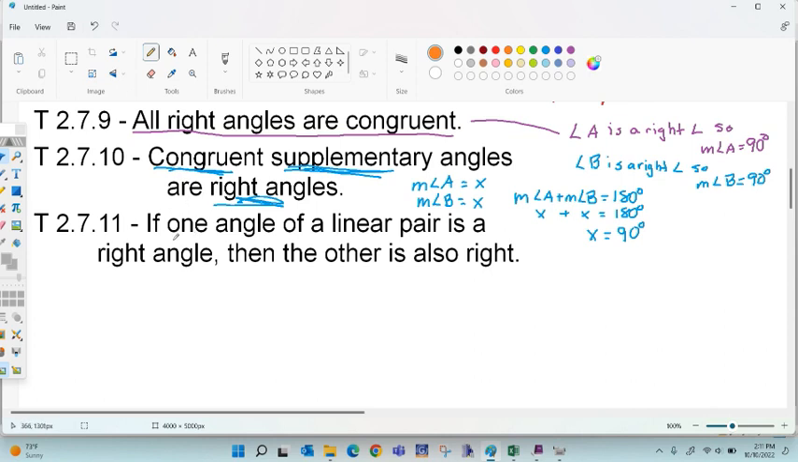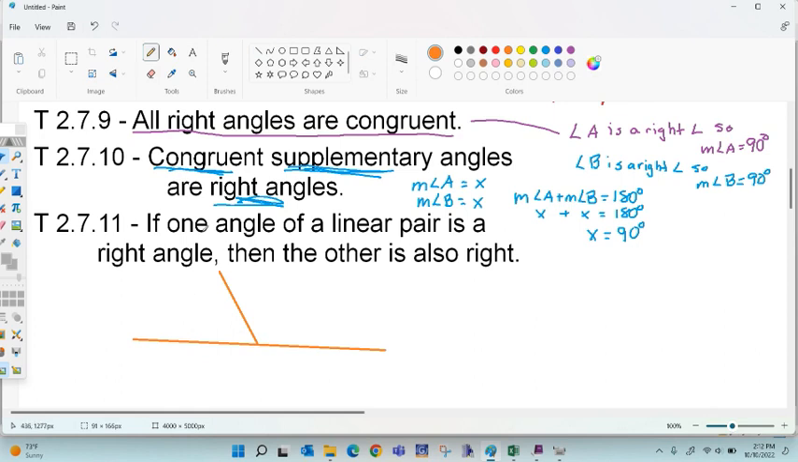Here's another one. These also, if one angle of a linear pair is a right angle, then so is the other one. Let's see if I can get this to delete. If one angle of a linear pair, let's think, what do we know? We know what a linear pair looks like. So I'm going to just throw this right in here. A linear pair means that you've got two angles that come together to make a line.